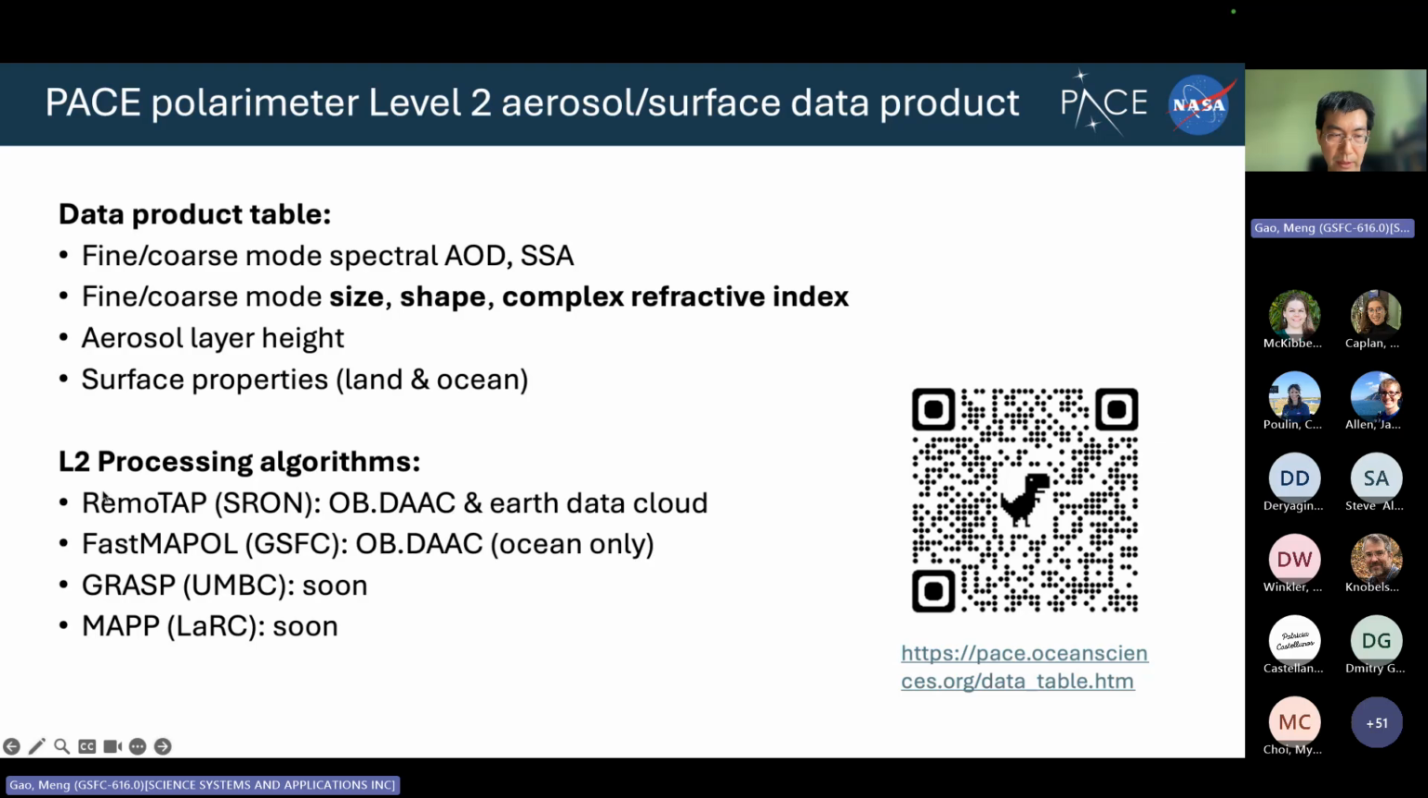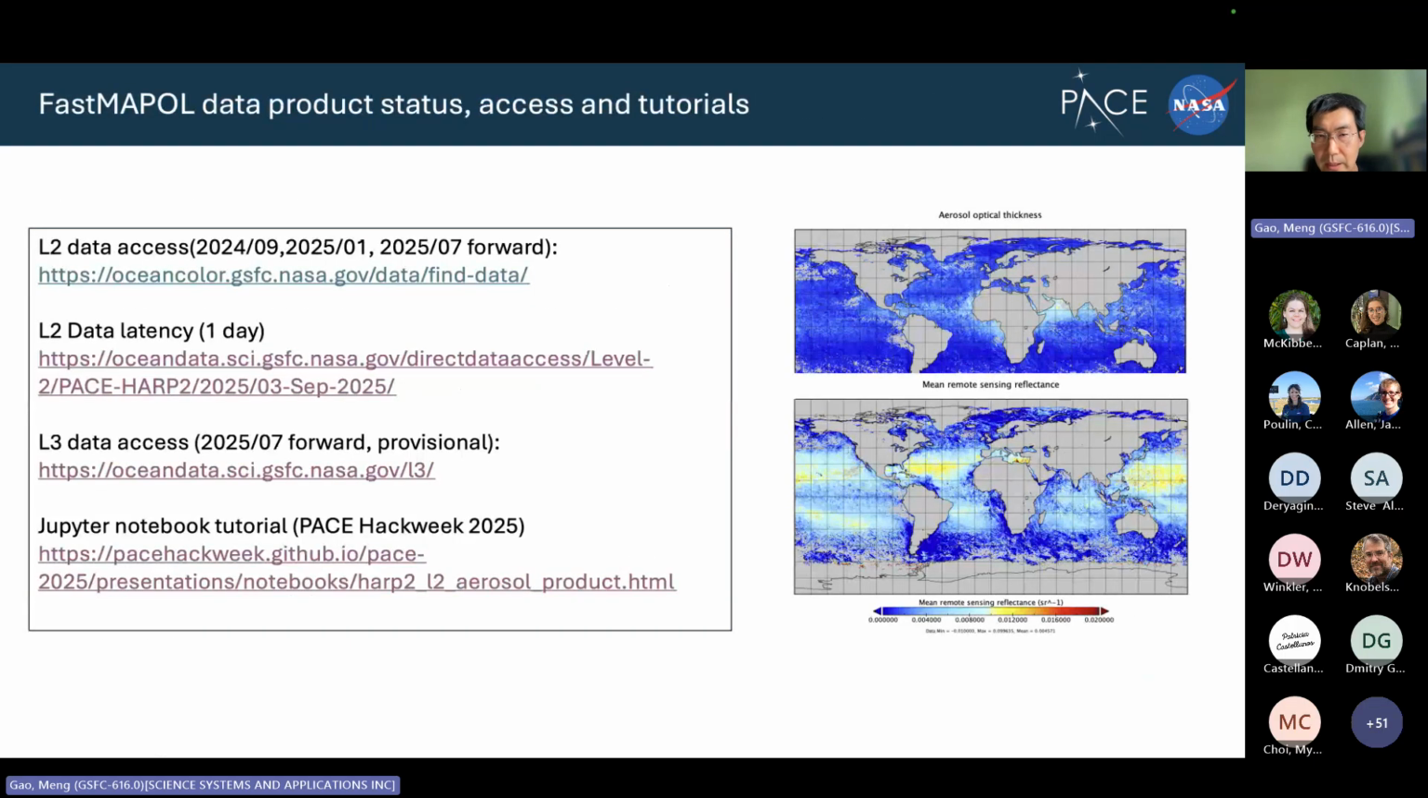And Kirk has also given us a really nice overview of what we have in terms of the algorithms. So just want to say here, for Raman type, you can get data from our data server and also from our data cloud. And for FastMAPOL, it's only on our data server, and it's over ocean only. And the GRASP and MAP, we have been testing them. The data will be ready soon. And for this page, I put some links on how we can access the data.